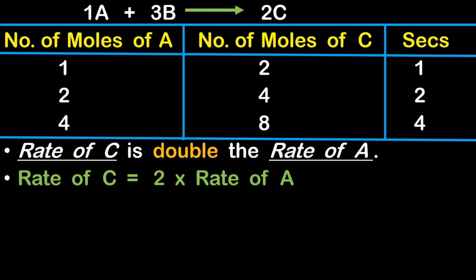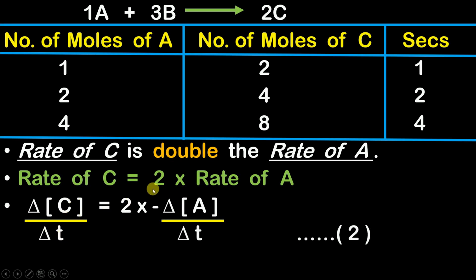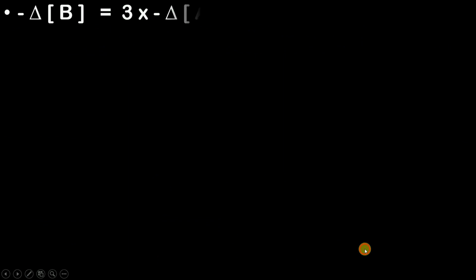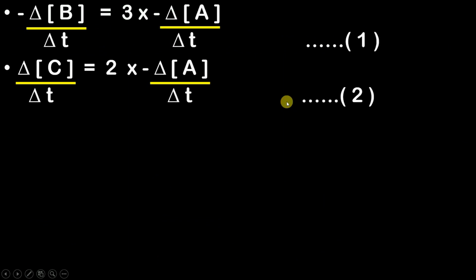Am I right? Now the formula for rate of C is nothing but change in concentration of C divided by change in time, is equal to 2 into rate of A, that is nothing but change in concentration of A upon change in time. So we have also got another relation. As you can see over here, I have named this equation 2. So guys, can I say this was my equation number 1 and this is my equation number 2.